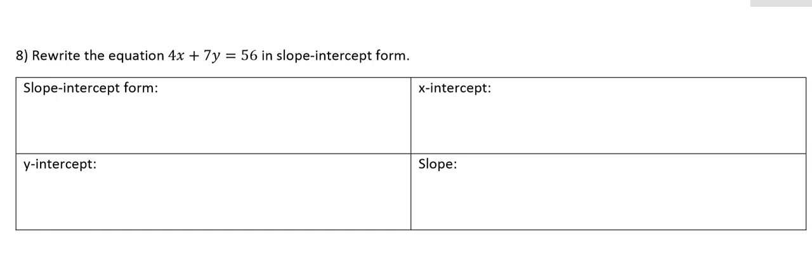Okay, I intend to have at least 2 questions like this on the test tomorrow. This says rewrite this equation in slope-intercept form and then identify the x-intercept, the y-intercept, and the slope.